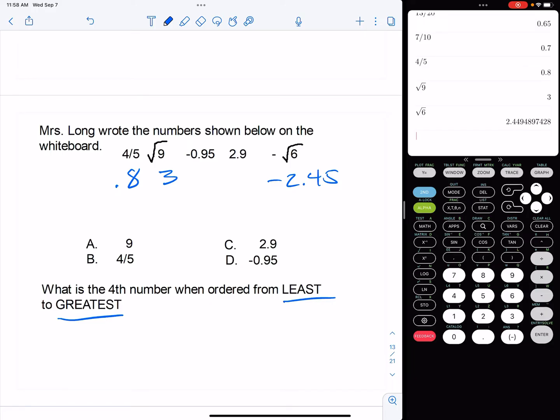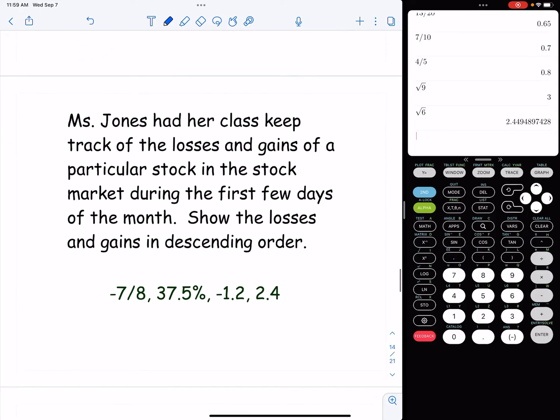And it says, what is the fourth number when ordered from least to greatest? So if we were to put these in order from least to greatest, the first one, the smallest, is going to be -2.45, which is the negative square root of 6. Next is going to be the -0.95, so this one's first, this one's second. And then third would be 4/5. Then you got 2.9, which would be our fourth number, and then 3 would be our fifth number. So the fourth one's going to be 2.9. So the correct answer would be C. So those are the kinds of things that we're looking for in this particular activity.